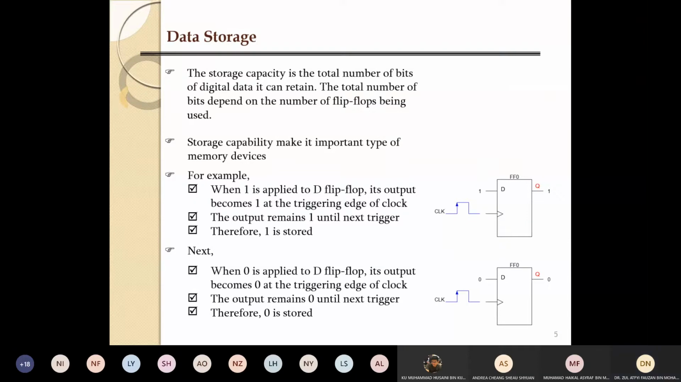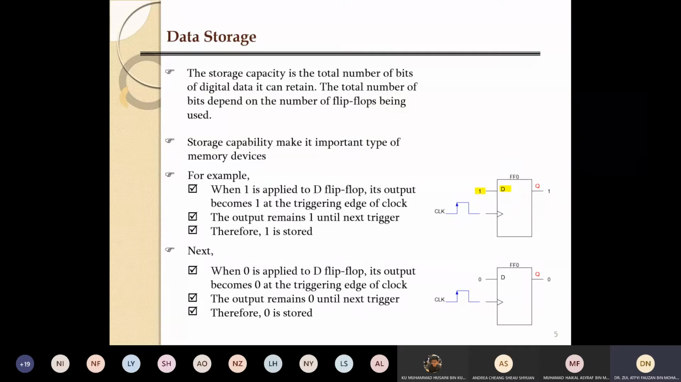For example, we have one D flip-flop. So when 1 is applied to the D flip-flop, this input 1, its output becomes 1 on triggering each clock. So we have one input 1 in flip-flop 0, FF0.